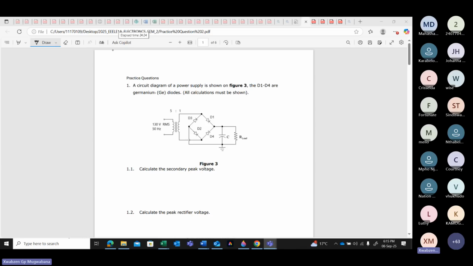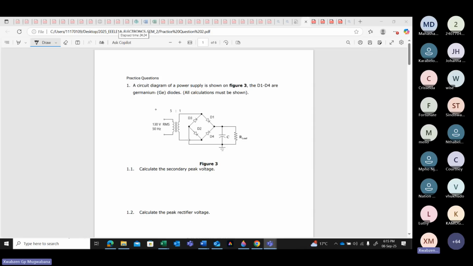Okay, to begin, we'll start with revision of chapter 2, where you know that in chapter 2 we were dealing with rectifiers, and I told you that the most common rectifier that we are going to work with is your bridge rectifier. So I want us to go through the bridge rectifier so that we can check exactly what we can expect in terms of the bridge rectifier.